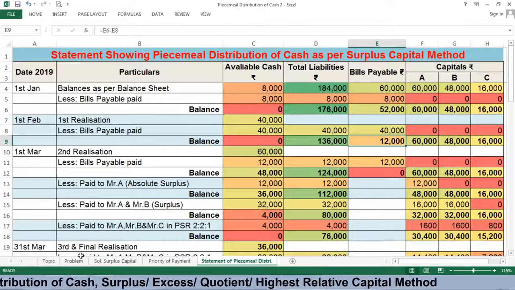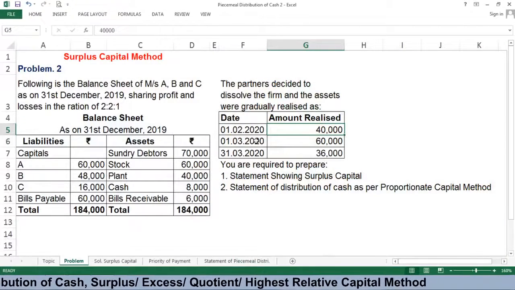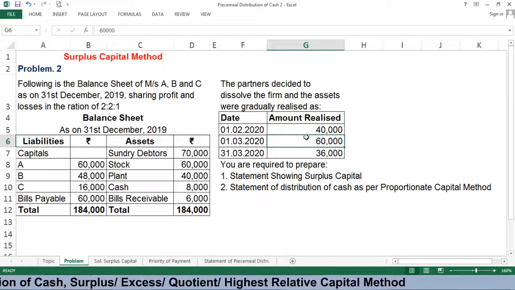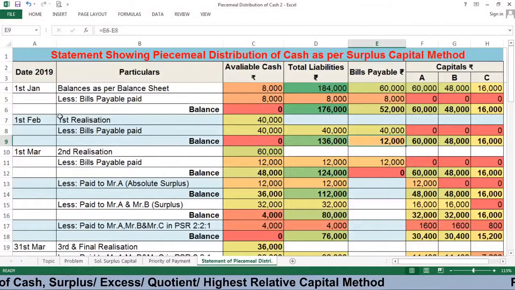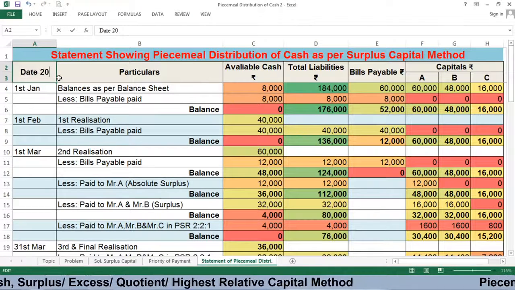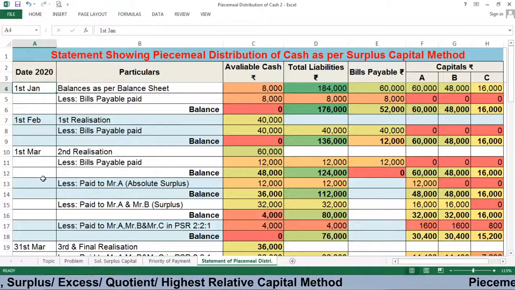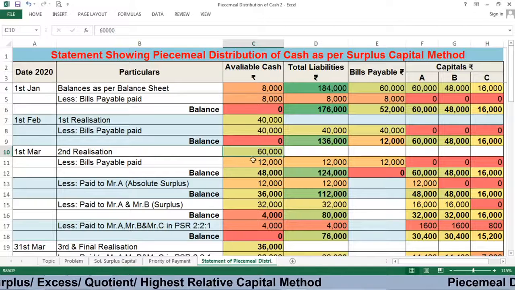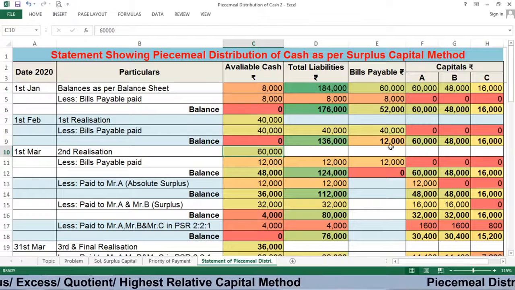Now we can call the second realization, which is on 1st March 2020. So here we will get a second realization of rupees 60,000. Sorry, I wrongly mentioned 2019 here, actually it's 2020. Okay. Second realization is of rupees 60,000. So we have 60,000. In the earlier step, our balance of rupees 12,000 still has to be paid.